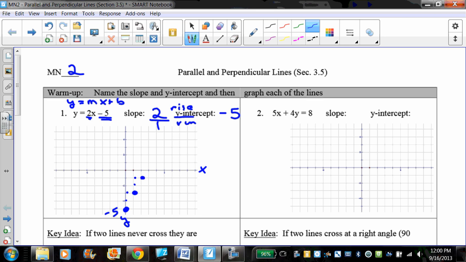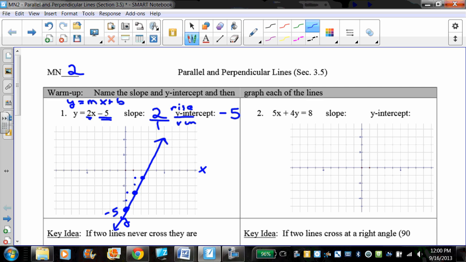Remember, slope is all about steepness. It's your rate of change. And in this case, we have a nice steep, positive slope of 2. So that is the graph of that line.